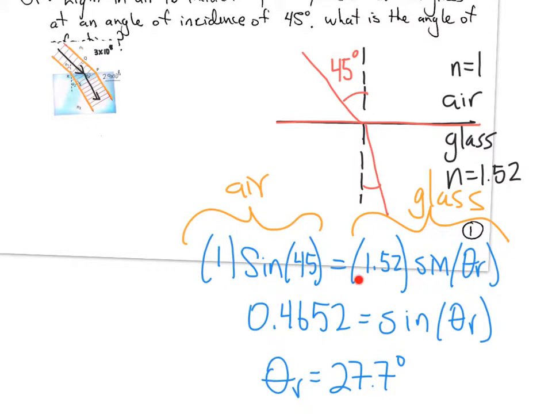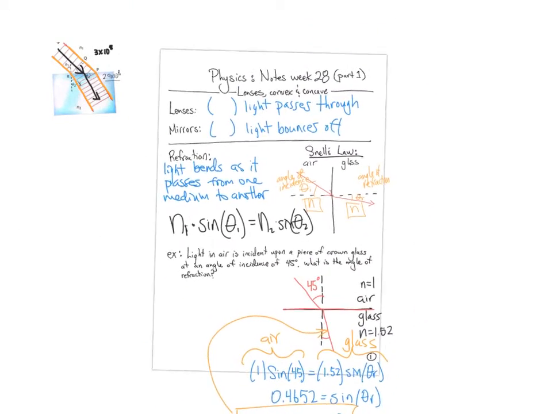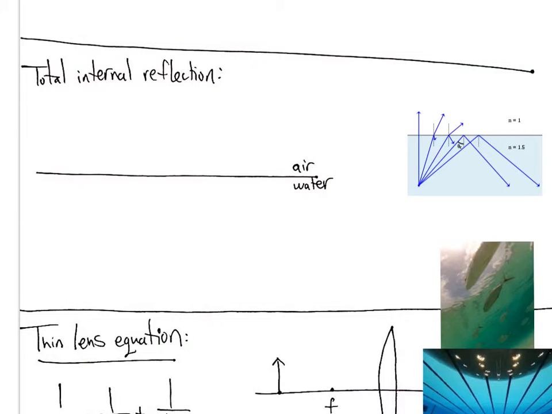And solving down, we would divide both sides by 1.52. So plug that into your calculator, you get this, and that's equal to the sine of the angle. So we can take the inverse sine of this to end up with 27.7 degrees. So that would be this angle right here, the angle of refraction.